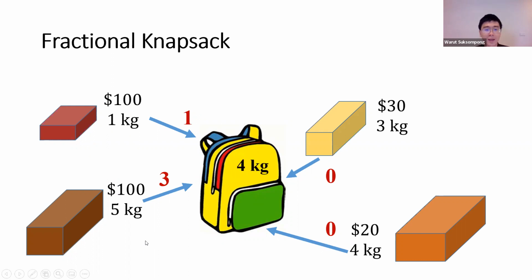And on the bottom left item, it's a 5-kilogram item, maybe you choose to include just 3 of them, because that's already everything that fits into the knapsack. You can only include 3 kilograms of this item, so you get a value of $60. That's the proportion of the value, 3/5 times 100.